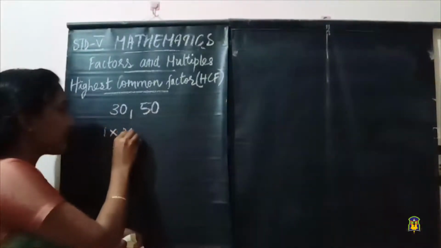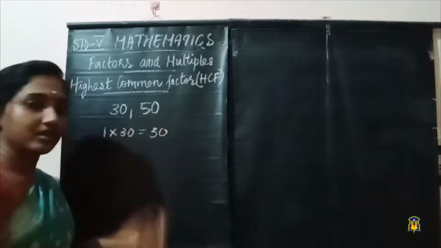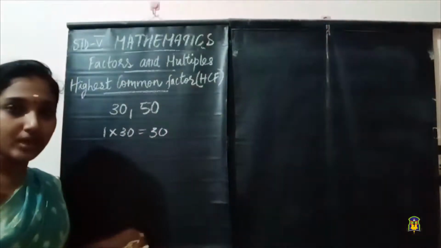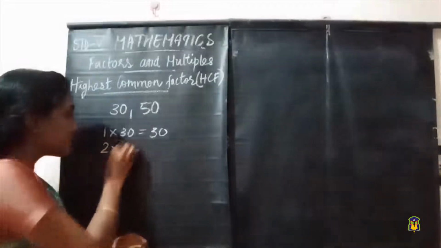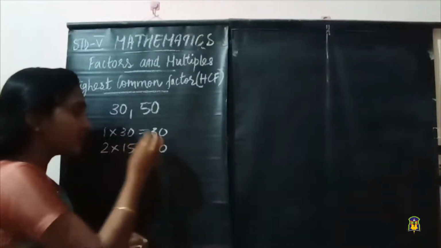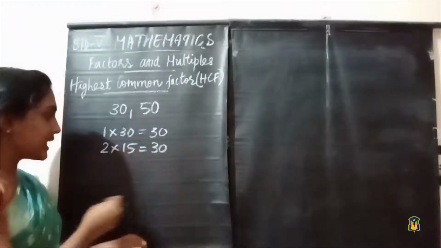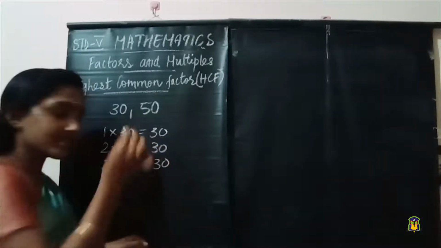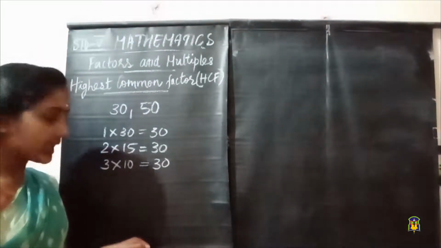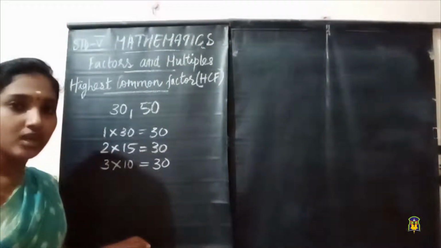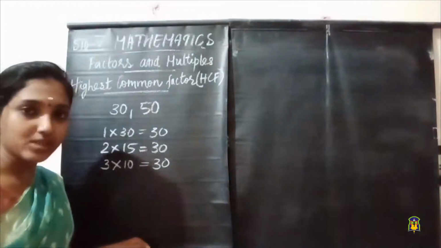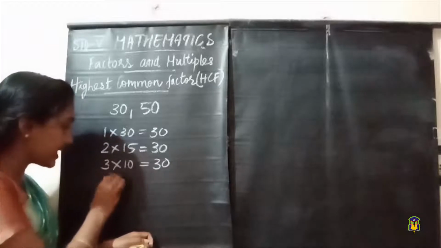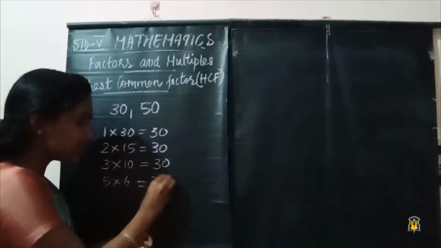You can see that 1 into 30 gives 30. Then which pair of numbers gives the product 30? 2 into 15 gives 30. Then from the table of 3, it's 3 into 10. 3 into 10 gives 30. Then in the table of 4, no number gives 30. We cannot find 30 in the table of 4. Then we'll go for the next one. It's 5 into 6. 5 into 6 gives 30.